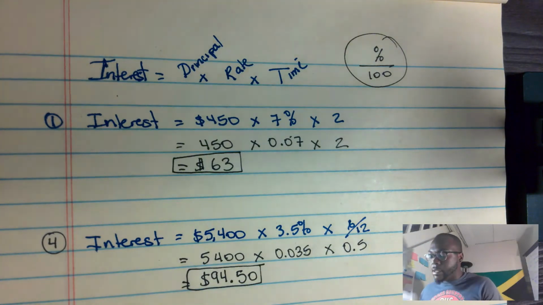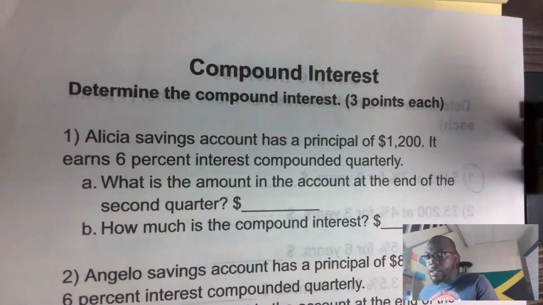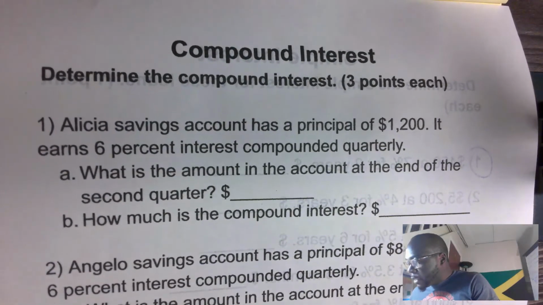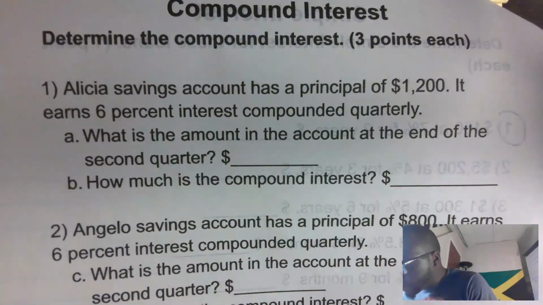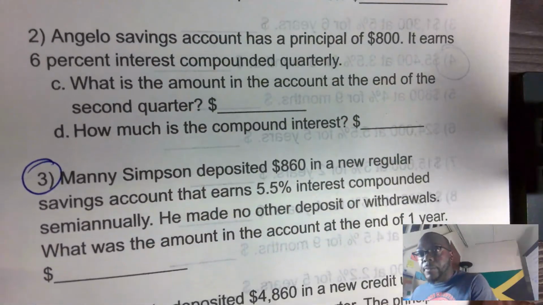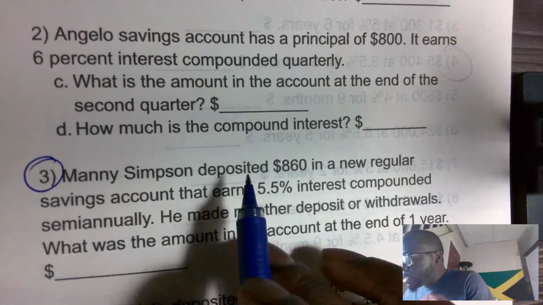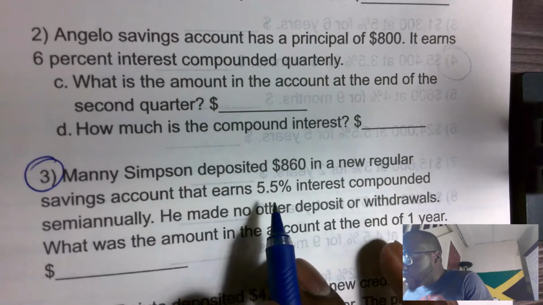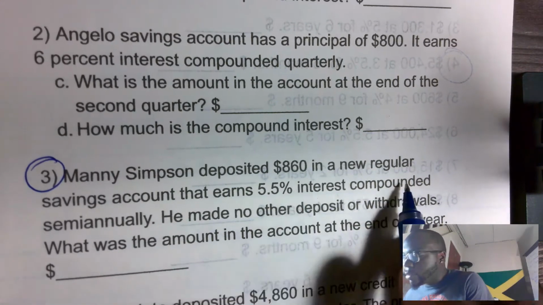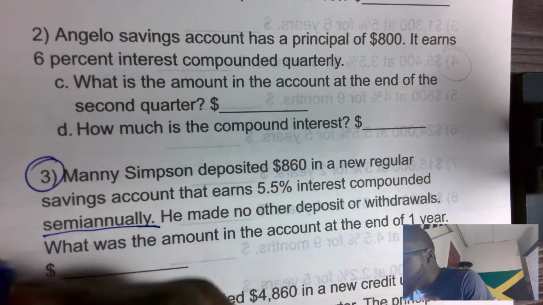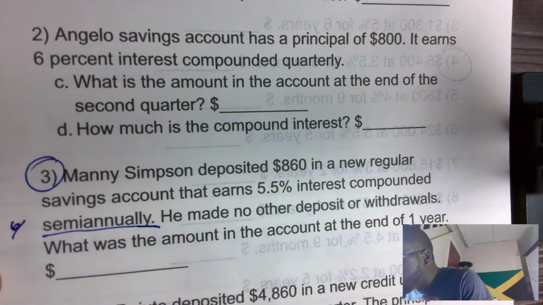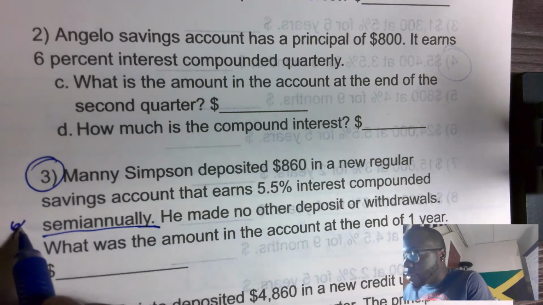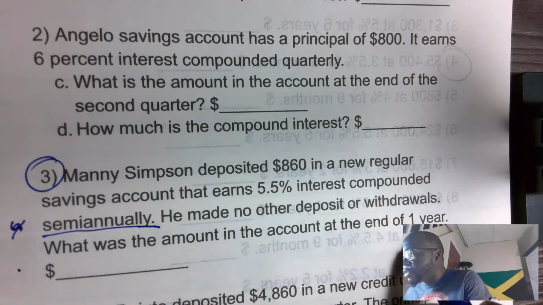Let's go to a compound interest question. Let's look at number 3. Money deposits $860 in a new account at a rate of 5.5% compounded semi-annually. So this is half a year, the same thing as 6 months. They ask how much is in the account at the end of the year. So we're going to have to do it for the first 6 months and then the second 6 months to get to the end of the year.